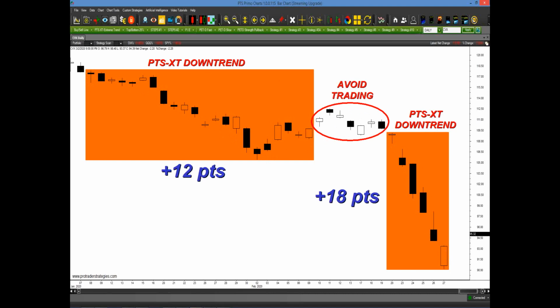You can either apply one of your own strategies, someone else's, or you can apply one of mine, or use what we teach you in the course. But this is the beauty of it. These are the areas you want to be trading, and these are the areas when you don't see the blocks that you want to be avoiding.